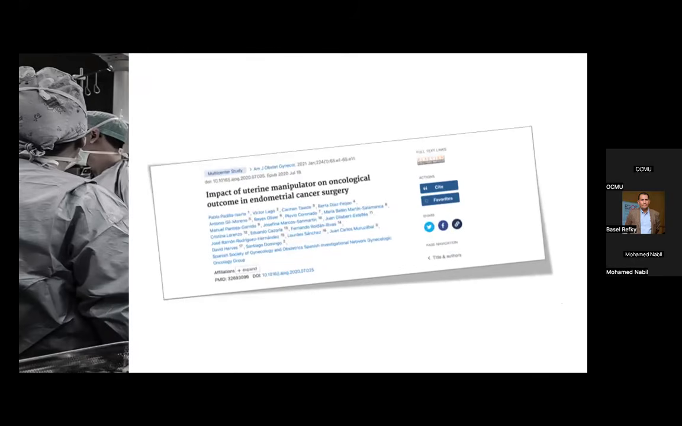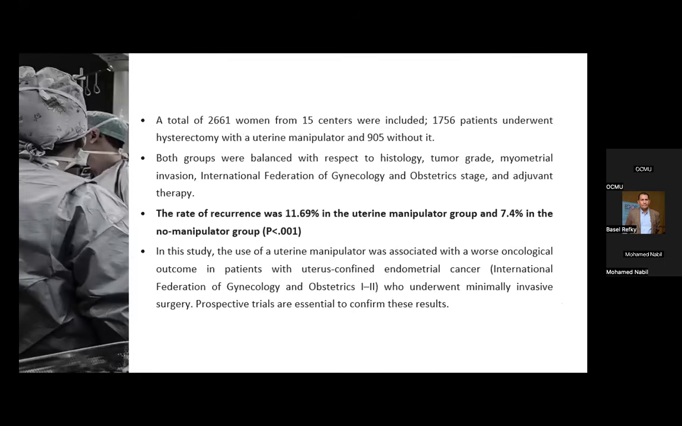So this was another, Spanish, trial published nearly in 2020 about the use of the manipulator. That was a large retrospective study. A total of about 2,600 women from 15 centers were included. About 1,700 patients used a manipulator and 905 without it. Both groups were balanced with respect to the histology, the tumor grade, the myometrial invasion, and the FIGO staging.